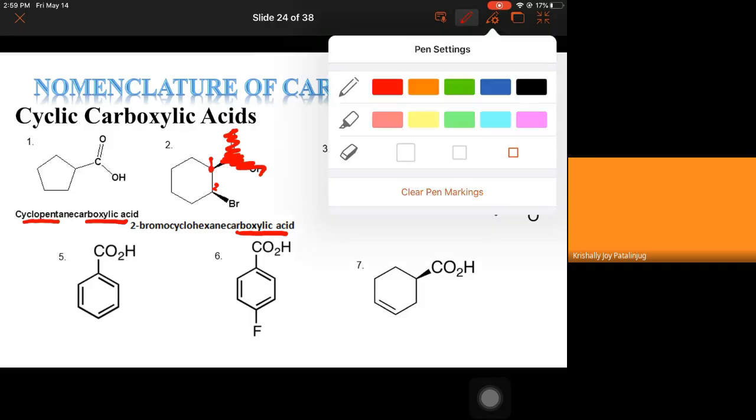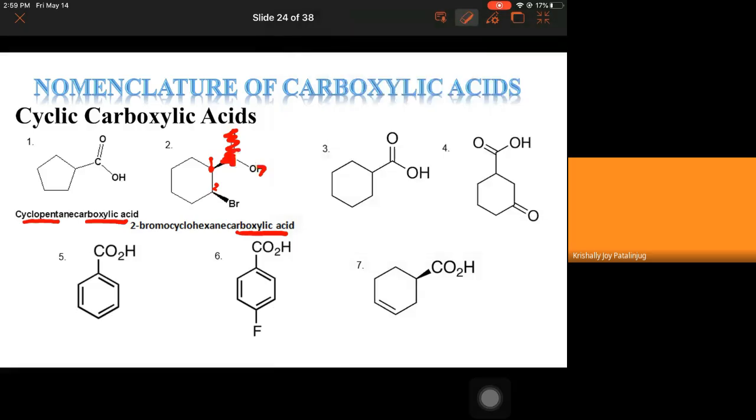Okay? So that's 2-bromo cyclohexane, a ring. Next, this is a cyclic carboxylic acid, so we attach the suffix carboxylic acid. Okay, next. This one is cyclohexane carboxylic acid.